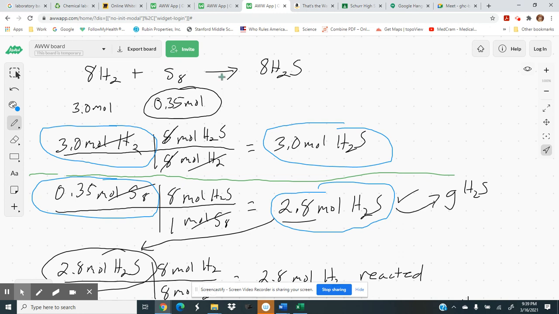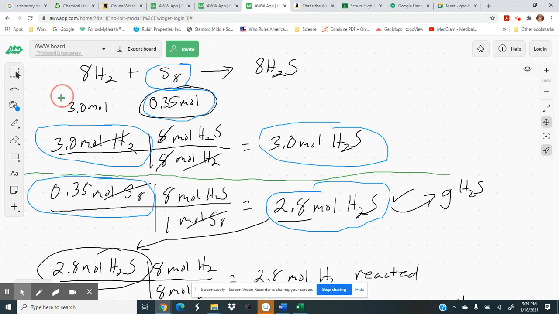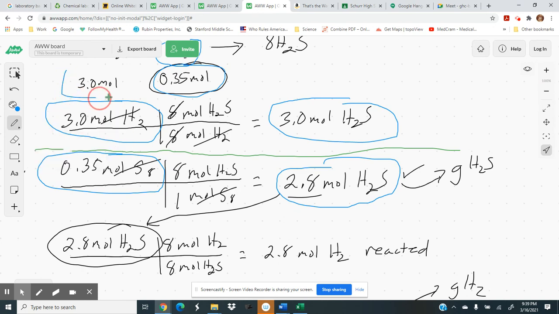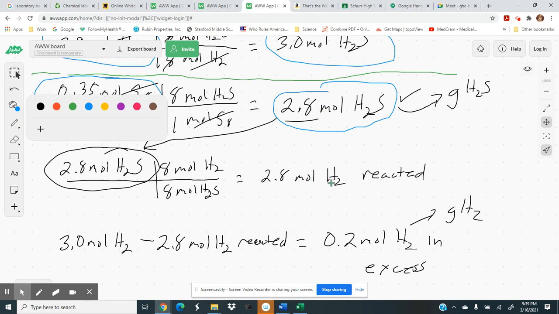And now you can identify S8 as your limiting reactant. This 0.35 moles of S8 is your limiting reactant. If you want to find out how much is in excess, well, you already know how much you started off with. This is how much you started off with. And so down here, you want to find out how many moles of H2 actually reacted. Not all of it reacted, once again, only some of it. How much? Well, we already know that this is the limiting amount. This is the amount of product you're going to make.